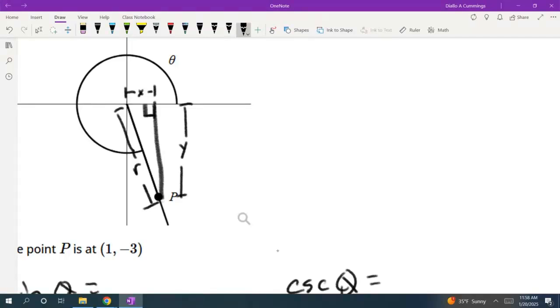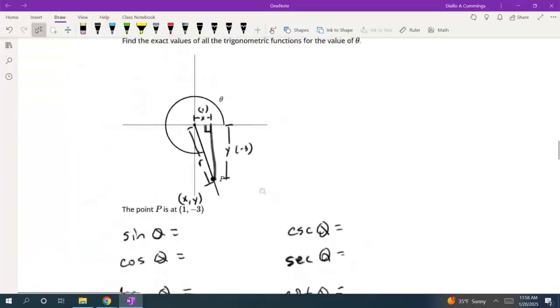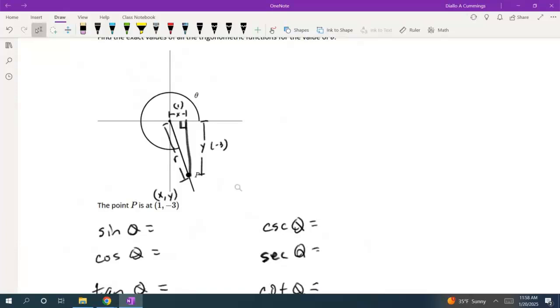So notice that they give us the x and the y value, right? X is positive 1, so x is 1. And y is negative 3, right? Because I'm at the origin, I go one place to the right, which is positive, and I go down, which is negative. So in order to find our 6 trig functions, we need to know x, y, and r.